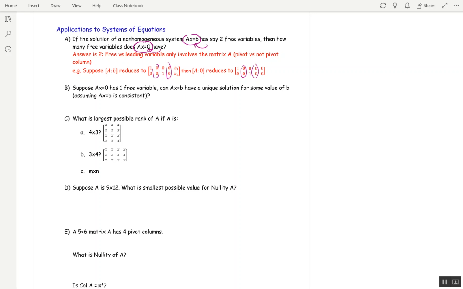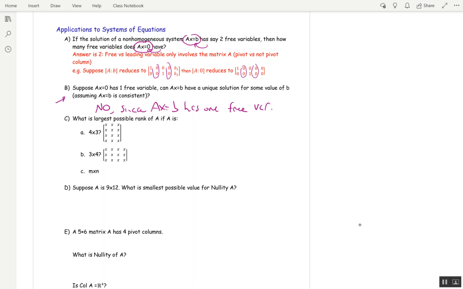So to that end, let's answer the next question. Suppose AX equals 0 has 1 free variable. Can AX equal B have a unique solution for some value of B? No, since AX equals 0 has a free variable, AX equals B has 1 free variable also. So you can't have a unique solution if there's a free variable. That gives you infinitely many solutions.